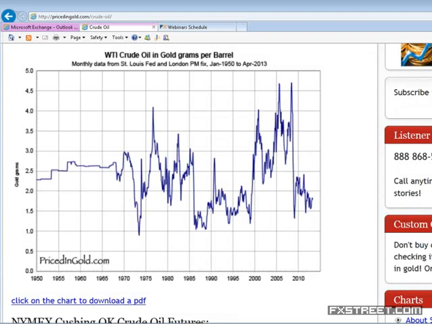relative, and of course, as you all know, gold is also priced in dollars. Oil is also priced in dollars. So we're basically looking at the exchange rate. But take a look at where we are today.